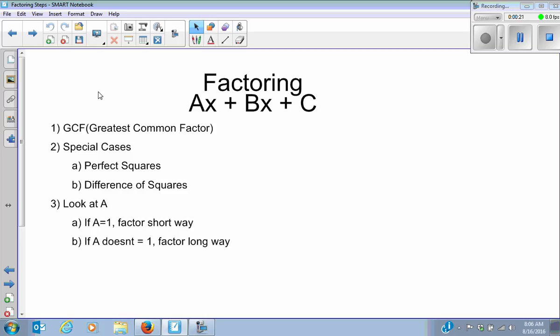The way that you attack factoring from now on is you first try to find a what? And we should all know what a greatest common factor looks like. When I say that, that should pop up in your brain what a greatest common factor is. Yes? Okay, now, special cases.